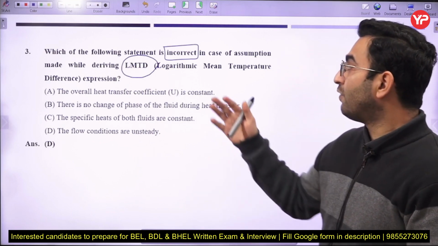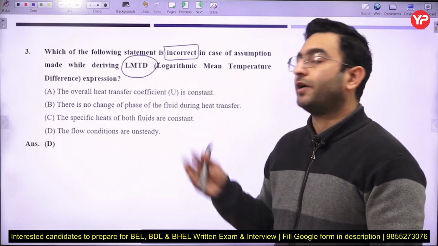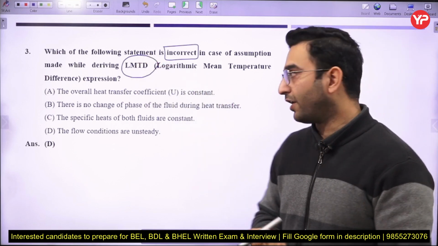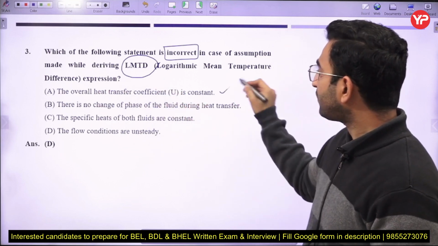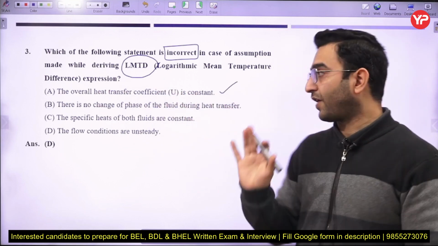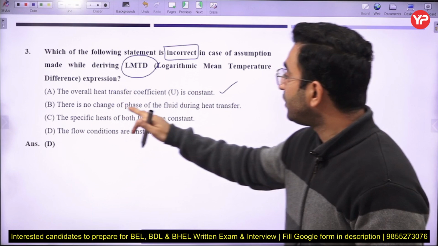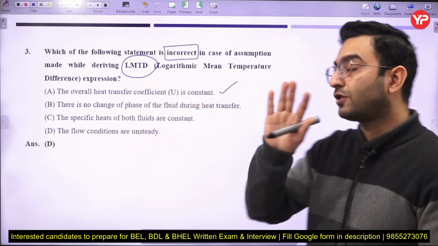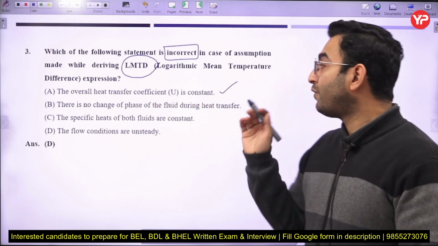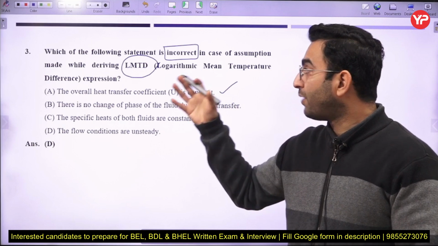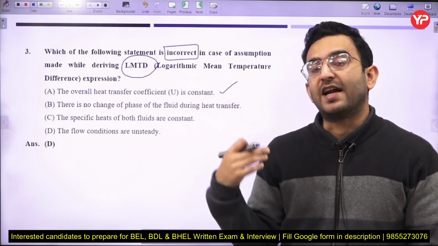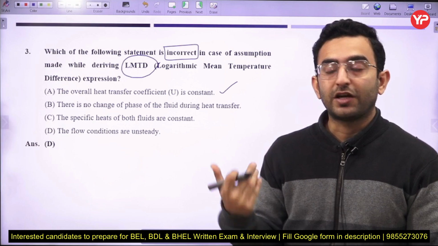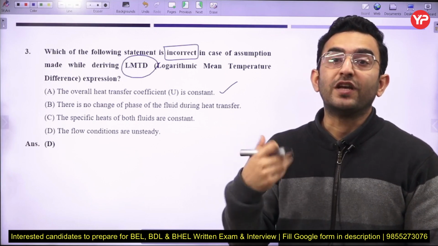Now just see, whenever you are calculating the value of the LMTD, there are certain assumptions you have taken here. The first assumption, that the overall heat transfer coefficient is constant, is correct here. Option number A is perfectly correct. Next, there is no change of phase of the fluid during the heat transfer, that is also correct, because while formulating the LMTD as well as the AMTD, you haven't considered latent heat, or you can say you haven't considered the phase change process.